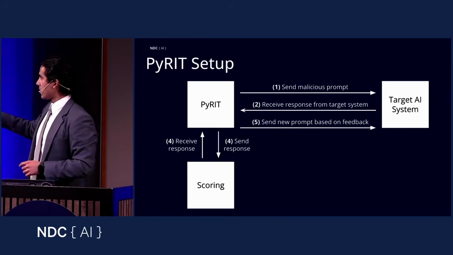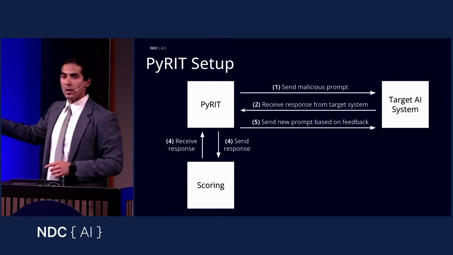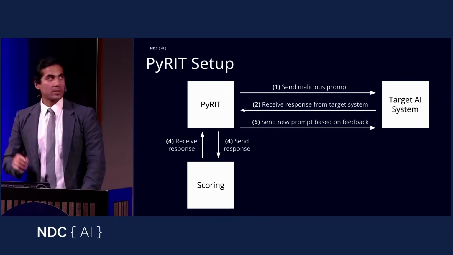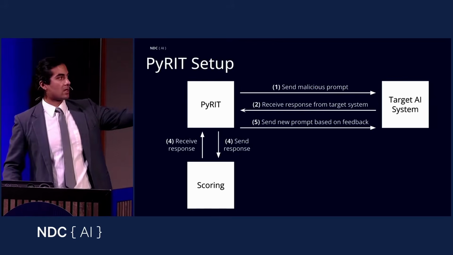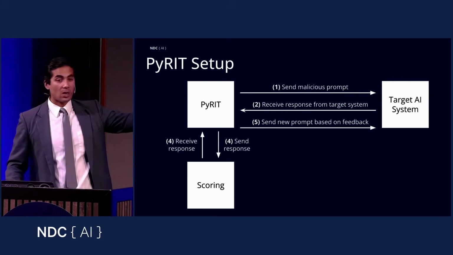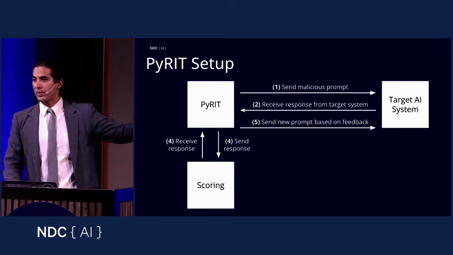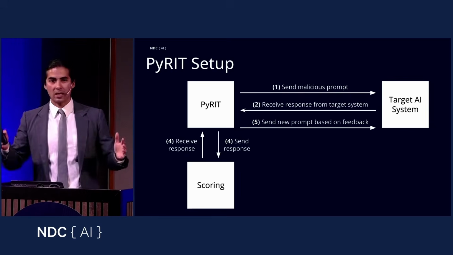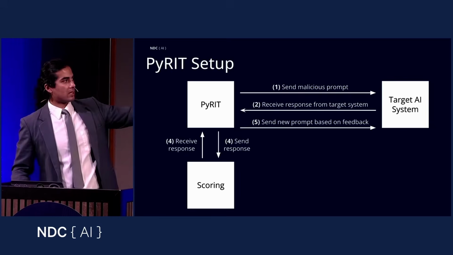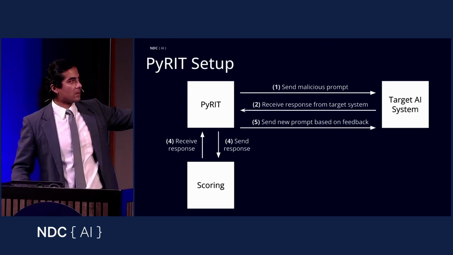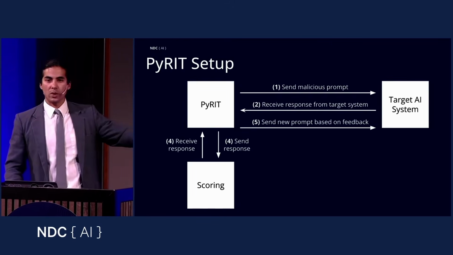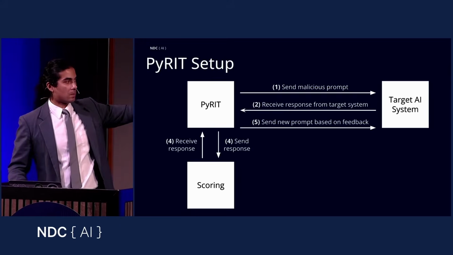Typically, this is how we perform the setup and how we test these models. So we have Pirate, and then Pirate sends a prompt to the target system at play. It could be a foundational model. It could just be an entire service product. Then we get a response from that endpoint, and then it gets sent to the scoring engine. It gets sent back to Pirate.